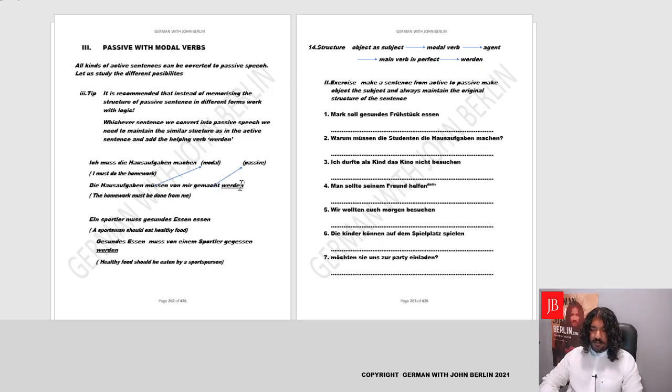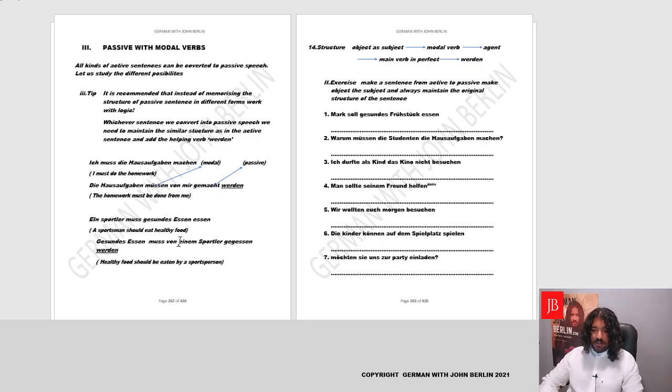Why is it written in infinitive? Because we know it's a modal verb sentence. When we write a modal verb sentence, the last verb is always in infinitive. So it's like the homework must be done. Yes, the homework must be done by me. Perfect. So must be done is this. Must is this. By me is this. Die Hausaufgaben müssen von mir gemacht werden.